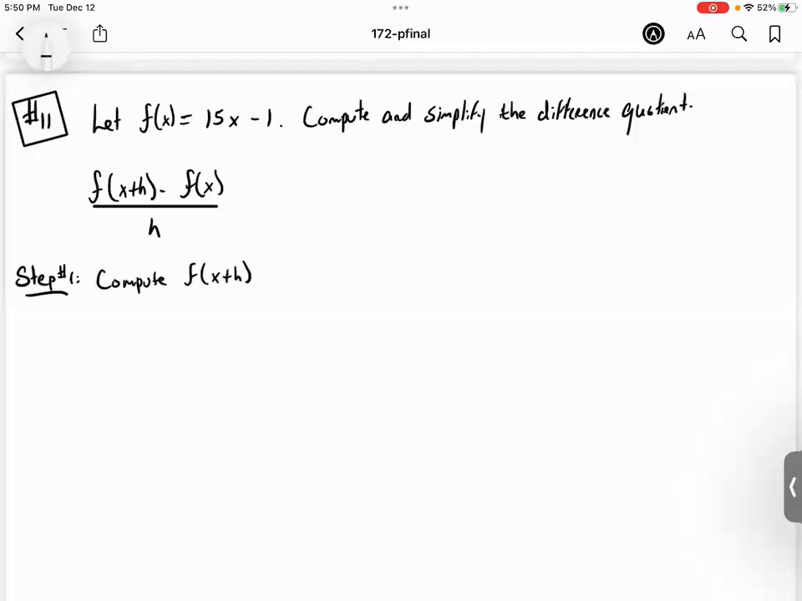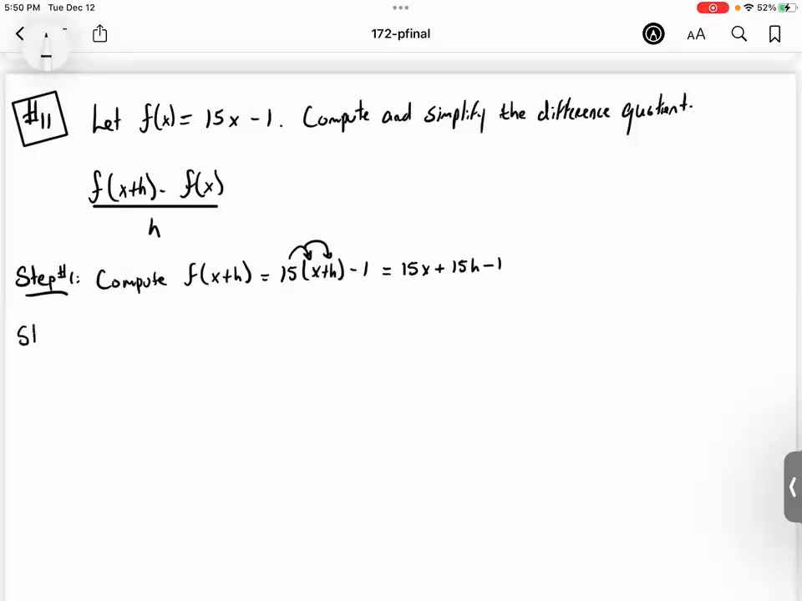So if you want to compute f of x plus h, wherever you see an x in your function, you got to replace it by x plus h. Our function only contains one x. It comes right after the number 15. So we should have 15 times x plus h minus 1. When I distribute the 15 inside the parentheses, we get 15x plus 15h minus 1. That is f of x plus h expanded, okay?